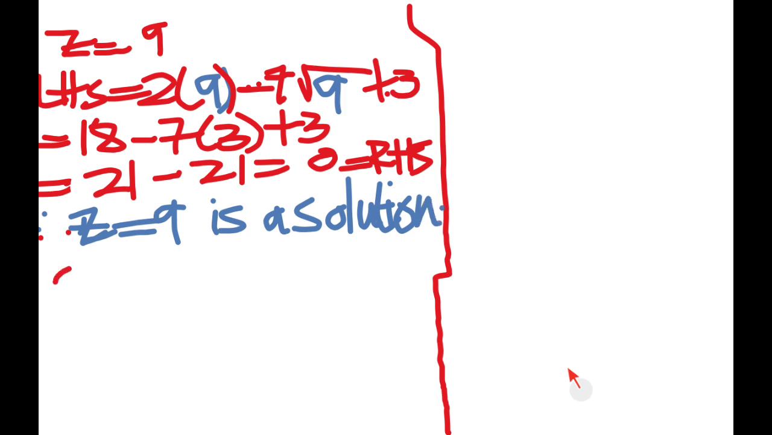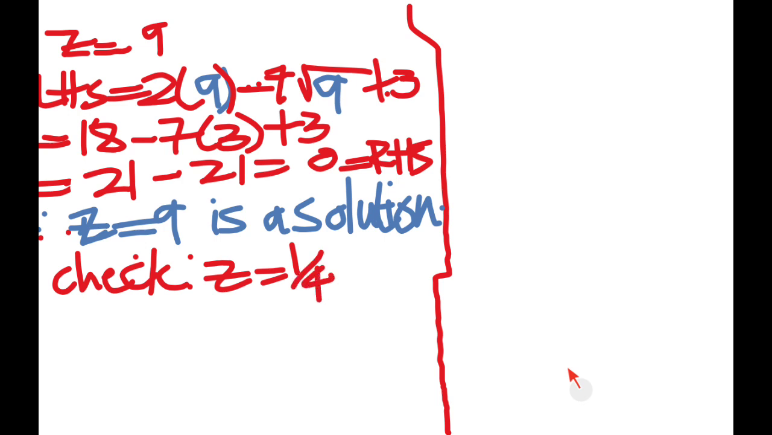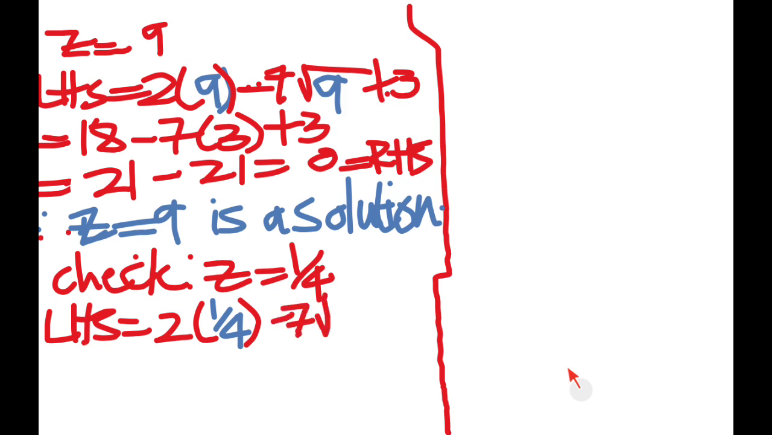Let's check for z equals a quarter. Left hand side equals 2 in brackets 1 over 4, minus 7 square root of 1 over 4, plus 3. That is equal to 2.